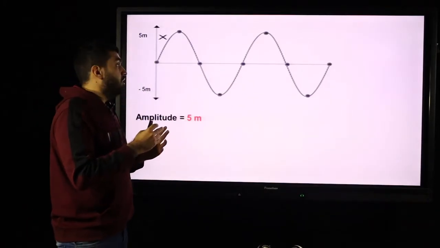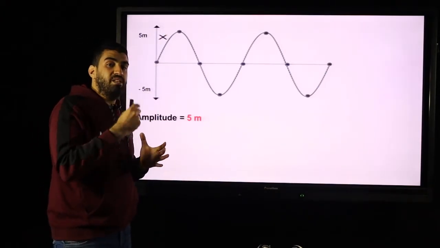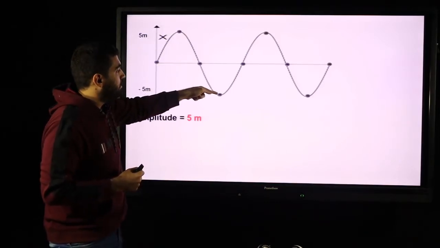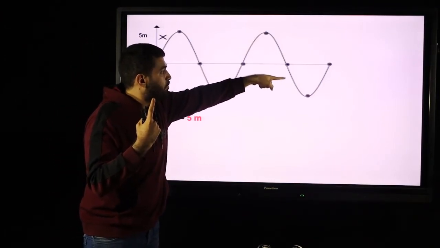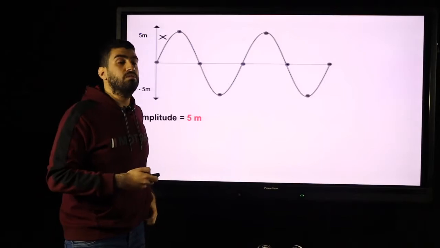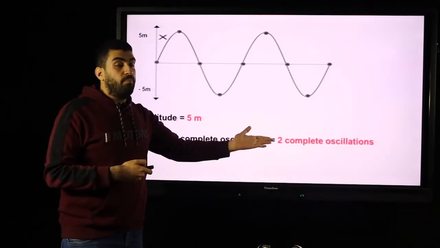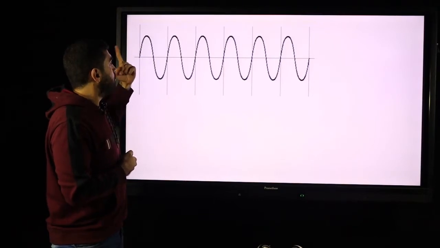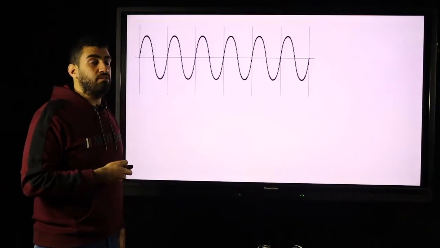And the distance between every 2 points represents 1 amplitude. For example, 1 amplitude, 2, 3, 4, 1 complete oscillation. 1 amplitude, 2, 3, 4, 2 complete oscillations. So the number of complete oscillations equals 2. How many here? 1, 2, 3, 4, 1 complete, 1, 2, 3, 4, 5, 6, 6 complete oscillations.